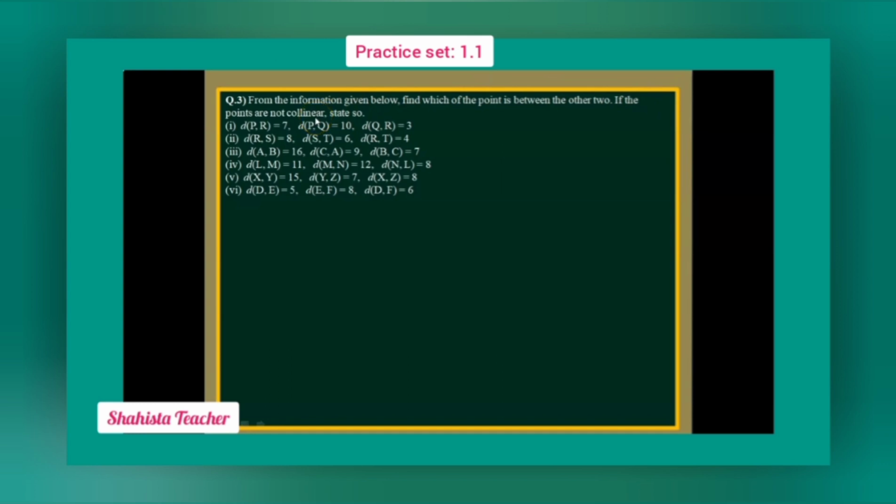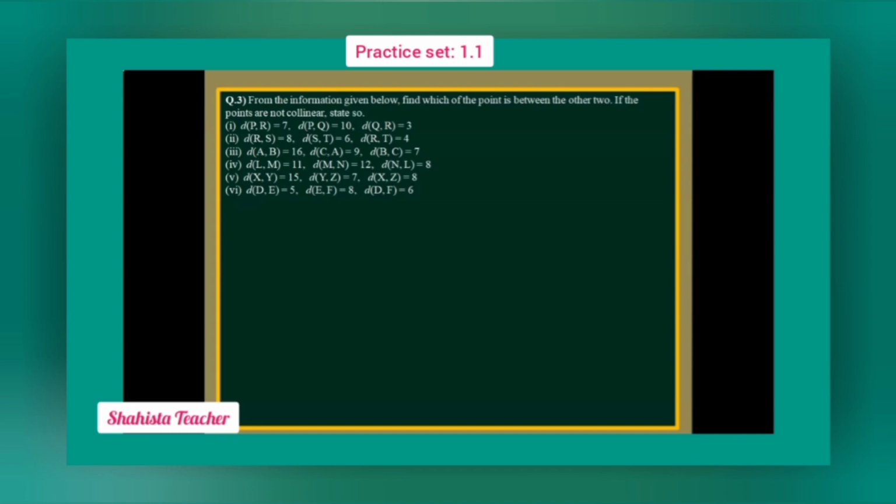Now students, let us understand the meaning of collinear. As I taught you in the previous class, collinear points are points that all lie in the same line. Such points are known as collinear points. If they do not all lie in the same line, that means they are not collinear.